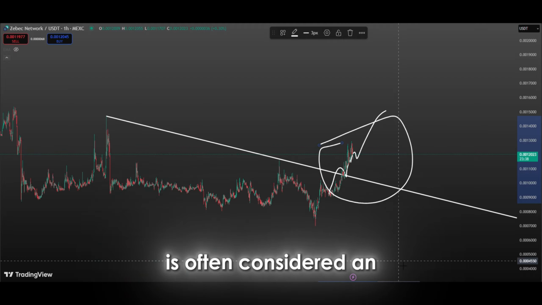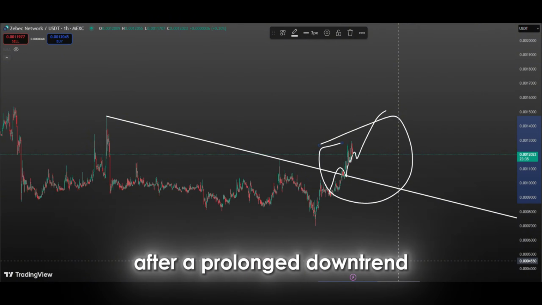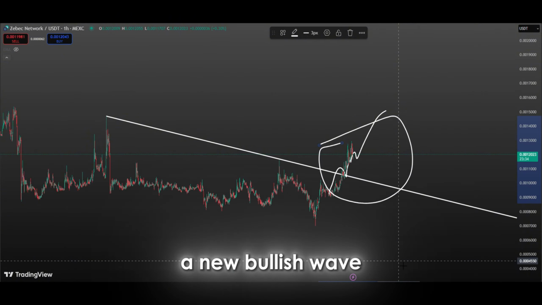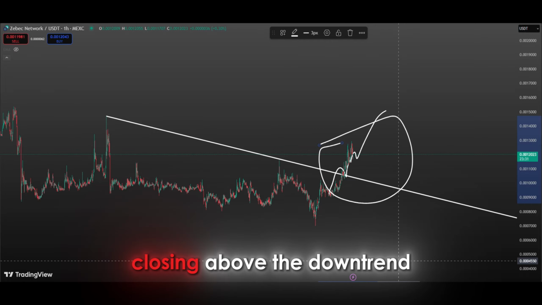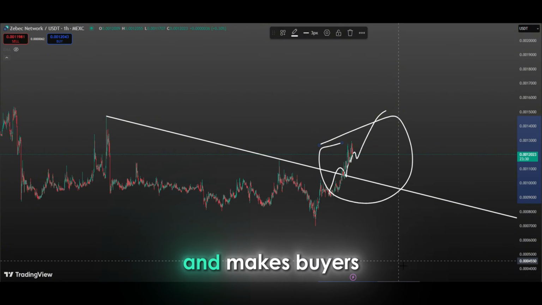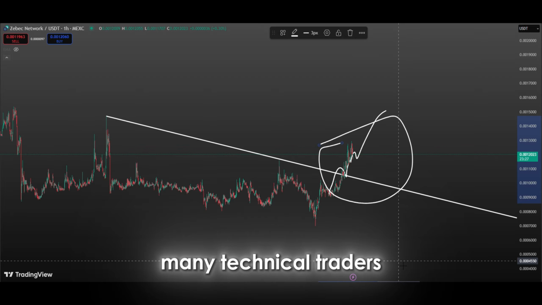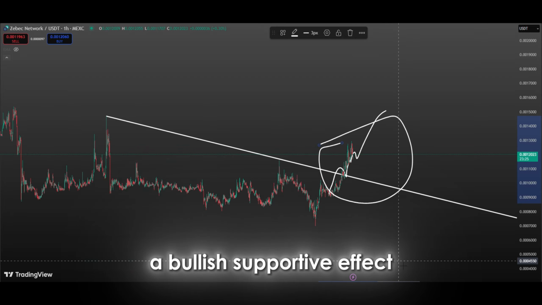A downtrend break is often considered an important turn signal in technical analysis. Trend breaks, especially after a prolonged downtrend, are interpreted as the start of a new bullish wave. The current price action confirms this theory. Closing above the downtrend boosts confidence in the market and makes buyers bolder. In addition, such breakouts trigger many technical traders to open buy positions, creating a bullish supportive effect.